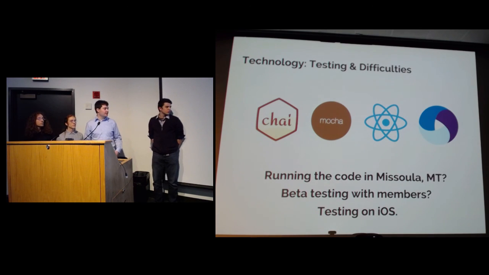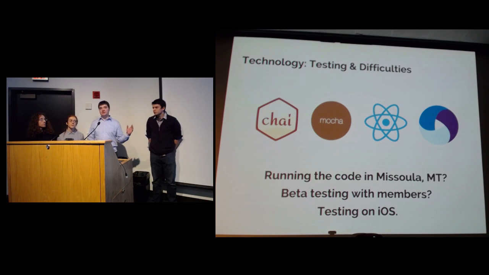There are 3 unique testing considerations for our team. The first one is how do we get our sponsor in Missoula to run the code and have them share the same experience we see on our end. So we'll be working towards that next semester. Next semester we'll also try to do some beta testing with members to make sure that this app is actually useful for the people we're designing it for.